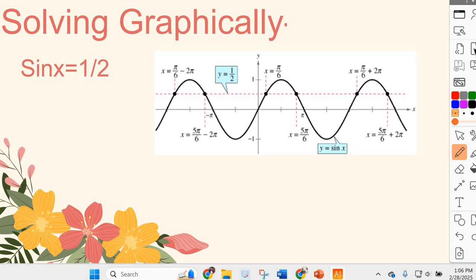So notice, where are our first 2 points of intersection? They're labeled. Pi over 6 and 5 pi over 6. Do those look familiar? There are the unit circle values. Guess what? We're going to be using the unit circle.